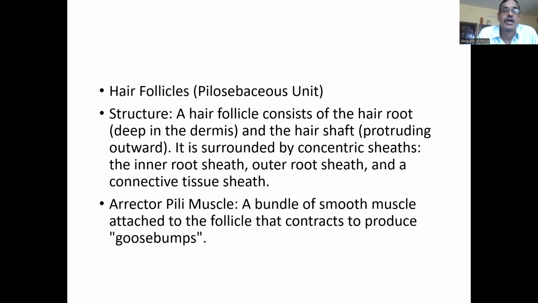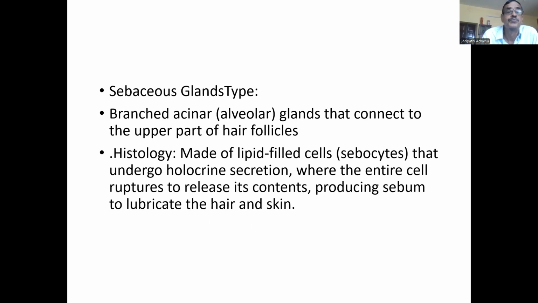Structure: a hair follicle consists of the hair root deep in the dermis and the hair shaft protruding outward. It is surrounded by concentric sheaths, the inner root sheath, outer root sheath, and a connective tissue sheath. Erector pili muscle, a bundle of smooth muscle attached to the follicle that contracts to produce goosebumps.